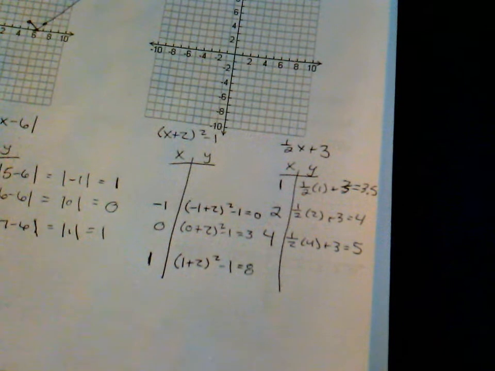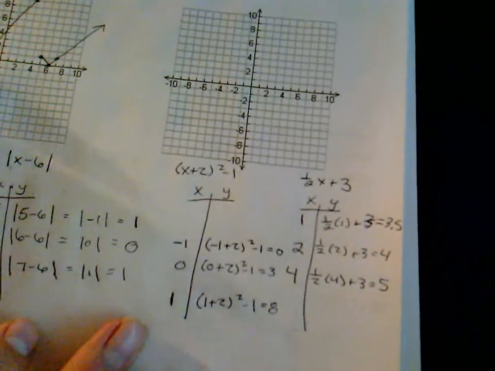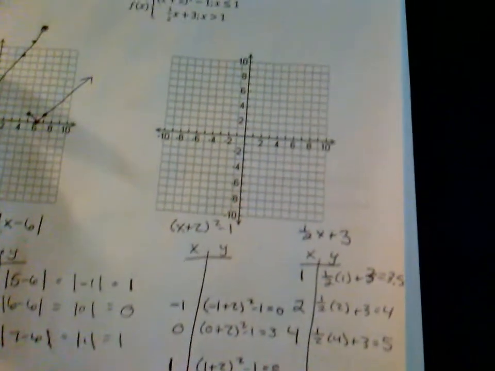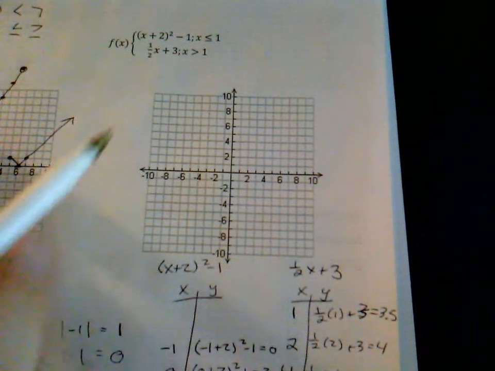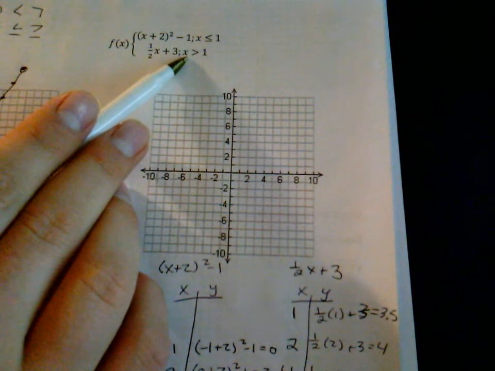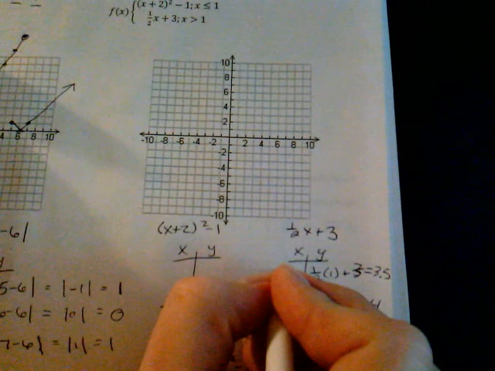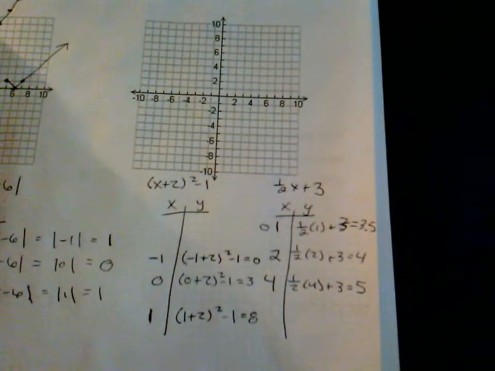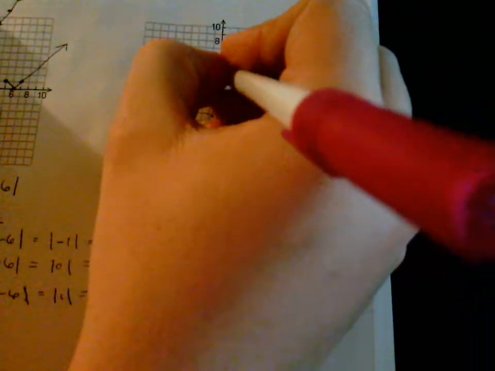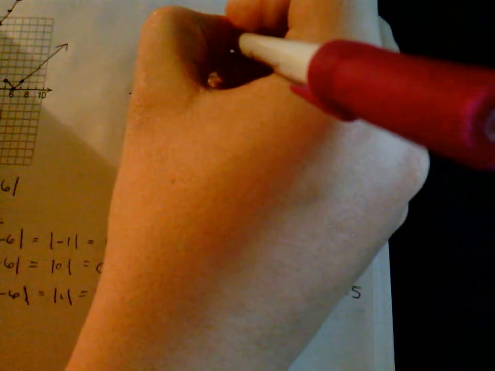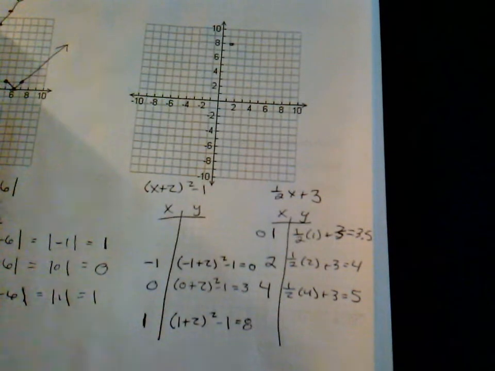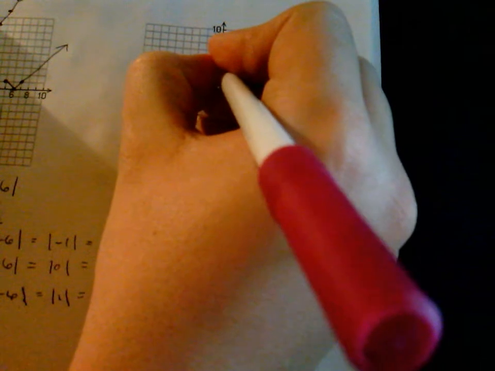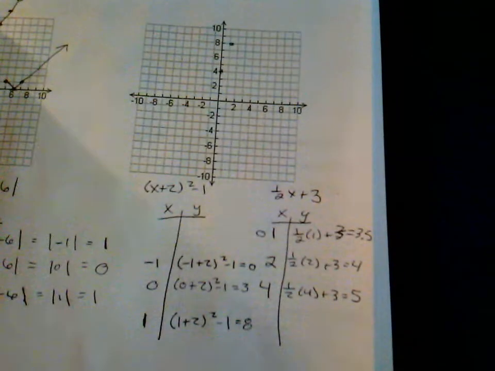So now let's graph these. So once again, we got to figure out what is our open, what is our closed. Well, this one's going to be the open dot. So we're going to put an open dot by this little 1 right here. That's going to be our only open dot. So now let's graph this. So this is going to be 1, 8. So I'm going to go 1, 8. I'm going to go 0, 4. I'm going to go negative 1, 0.